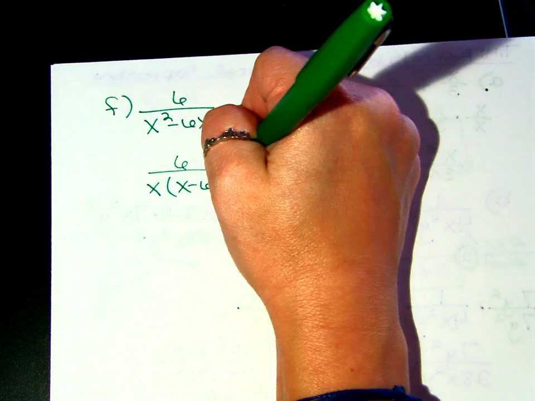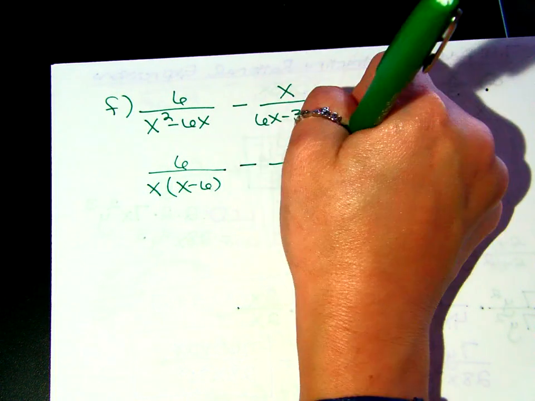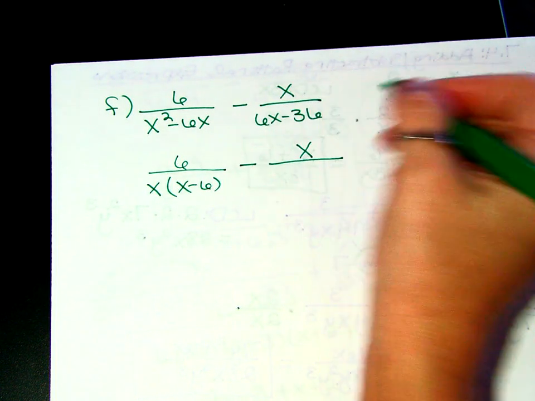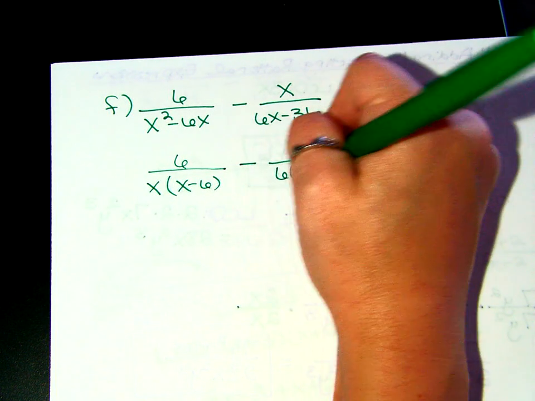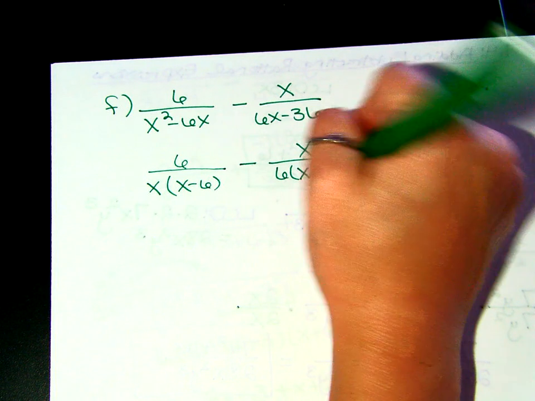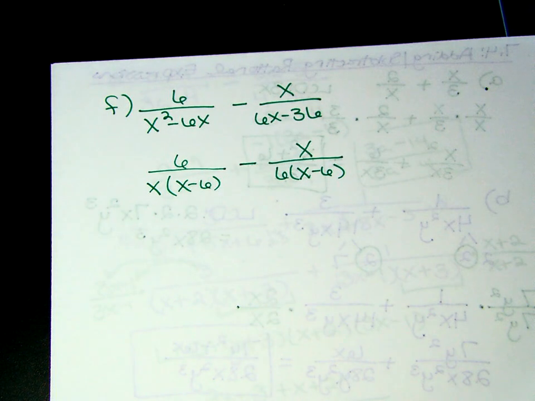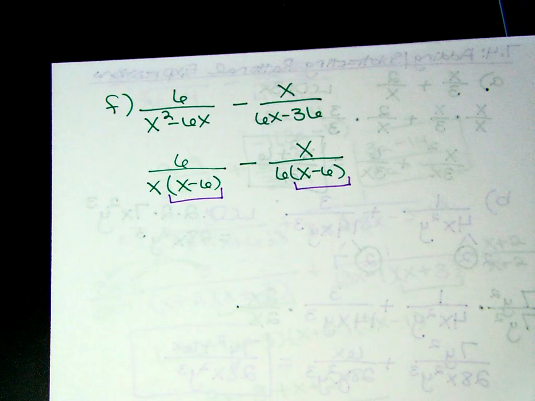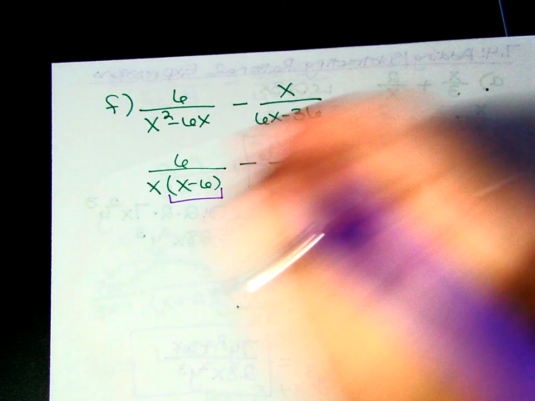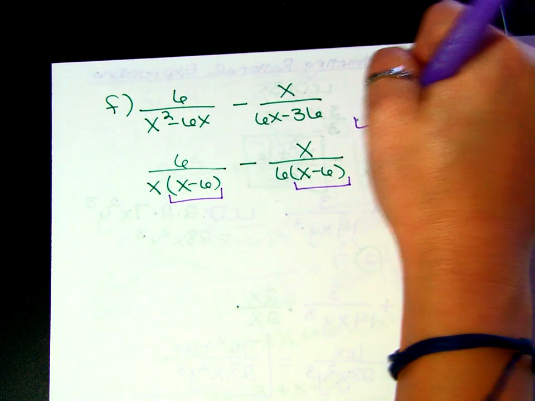Then I'm going to do the same thing over here with my 6x minus 36. Does it have anything in common? The 6. And that will leave me with an x minus 6. So notice they already share something. They both have an x minus 6. So I know when I'm looking at my LCD, I'm going to have an x minus 6.